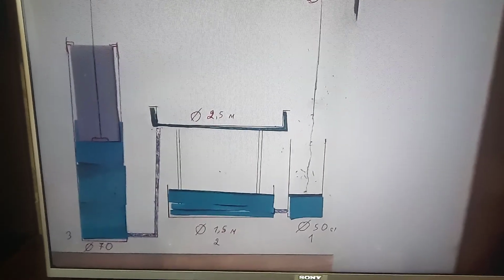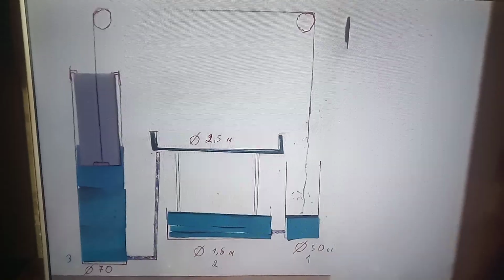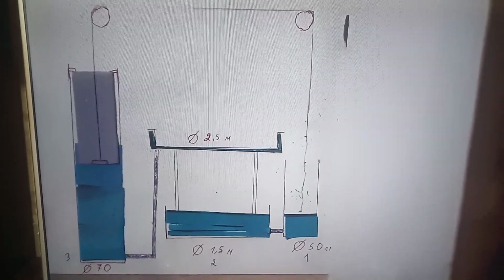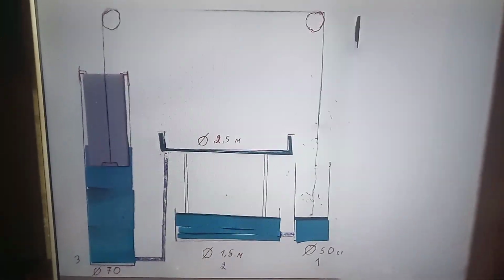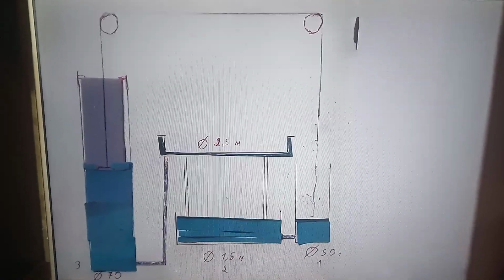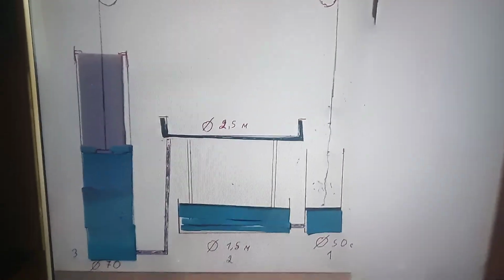This float weighs 330 kilograms and is already immersed in liquid by 1 meter and is in a floating state, and when the liquid comes from the reservoir into the cylinder, the float will immediately begin to float up. At the bottom of the float there is a valve with a diameter of at least 30 centimeters to which a cable is attached.